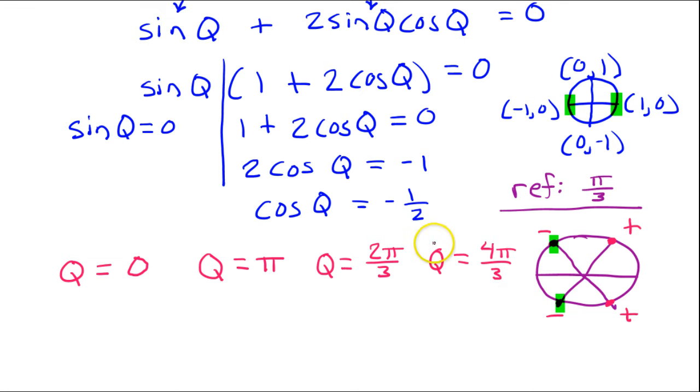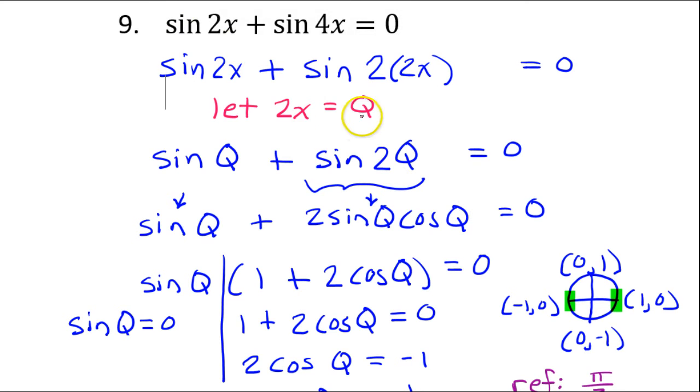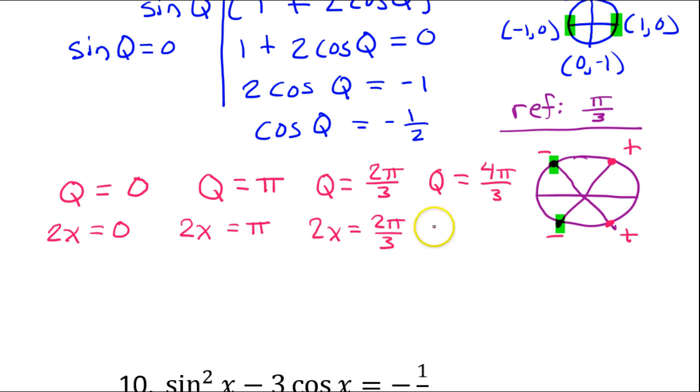Okay, so we have solved for q. But in the original problem, we didn't have q, we had x's. So we need to solve for x. So just remember that innocent little substitution we did at the beginning. Q is really 2x. So I'm going to go back through and replace all my q's with 2x's. So that gives me 2x is equal to 0. 2x is equal to pi. 2x is equal to 2 pi over 3. And 2x is equal to 4 pi over 3.